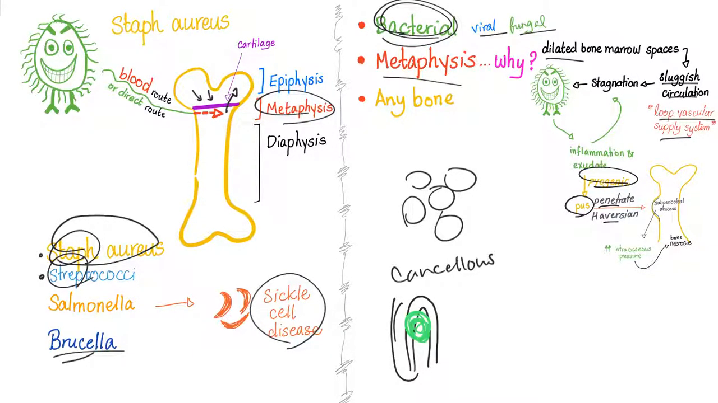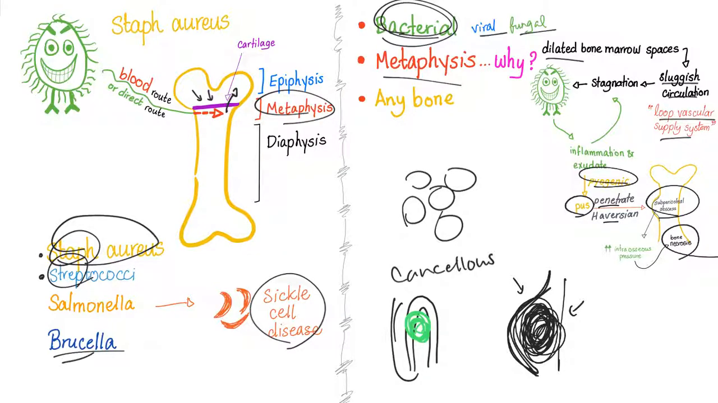This pus can penetrate the Haversian system, leading to subperiosteal abscess like this. Here's the bone, and here's the periosteum, and it's elevated like this, and here's the pus underneath. Gunk. This will increase the intraosseous pressure, which will lead to bone necrosis. And then the bone necrosis can spread to the periosteum, and the periosteum can increase the pressure, lead to bone necrosis. It's ugly. Do we see osteomyelitis that often today?